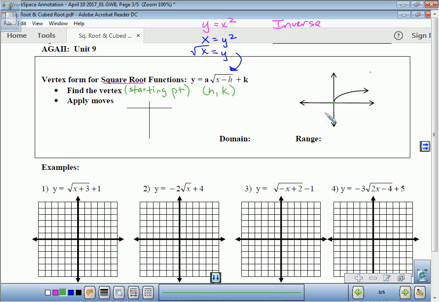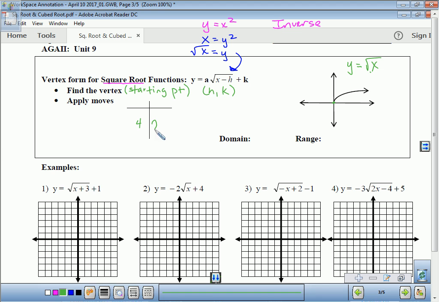So this is the parent graph. This one lives right here at the origin. This is y equals the square root of x, so it's not moving anywhere. And then how do we get the shape of this graph? We have to apply our moves, but what kind of moves do we do for square root function? They're numbers that we can take the square root of. Like what? 4. 4, I like it.